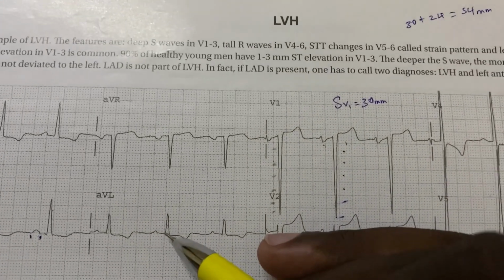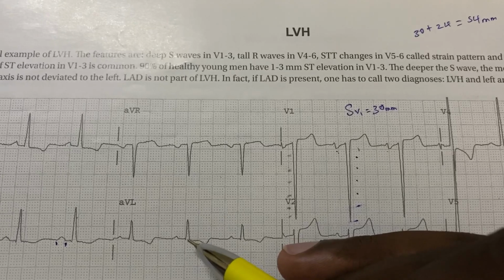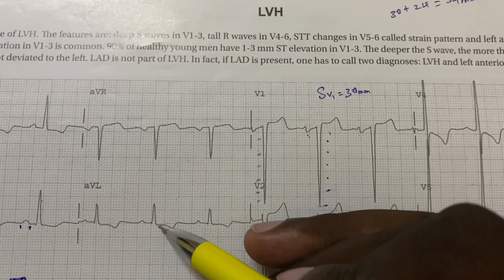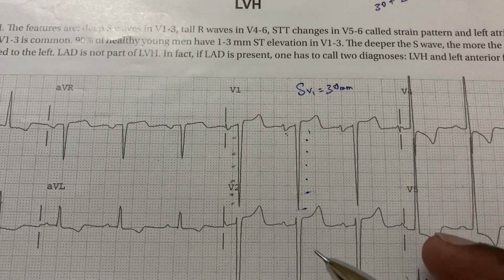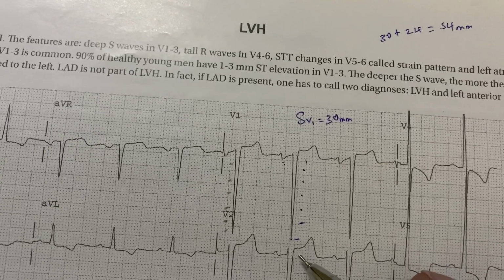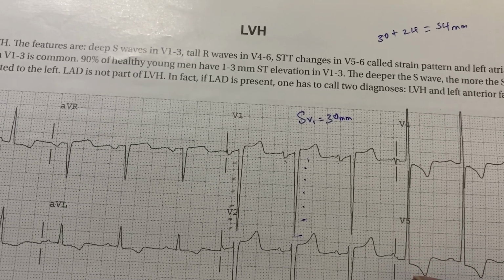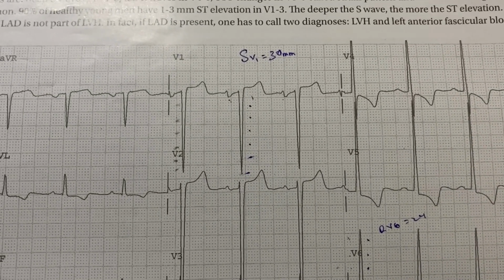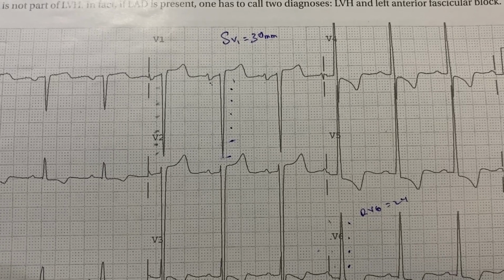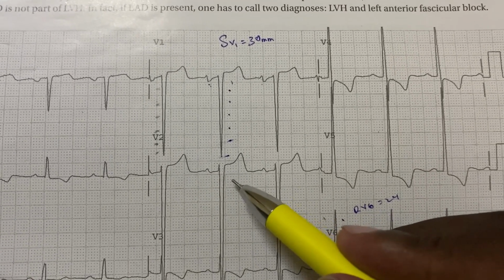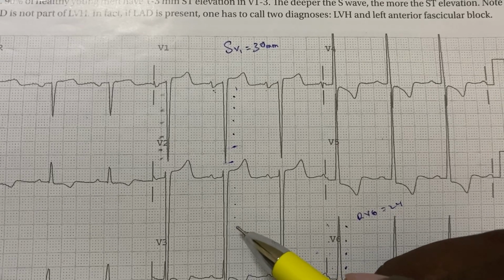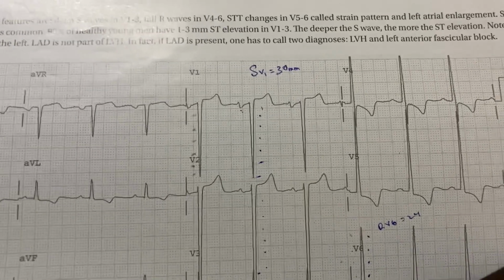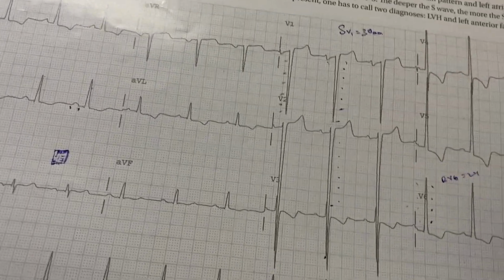If we check in AVL, it should be less than 11 milliseconds, and it is, yes, it is less than 11 milliseconds, so not fulfilled. We check the S wave in V3 and the R wave in AVL. This is massive. For males we need 28. So from 1, 2, 3, 4, this is 20, 5, 6, 30 here. We already exceeded the limit, confirming LVH.